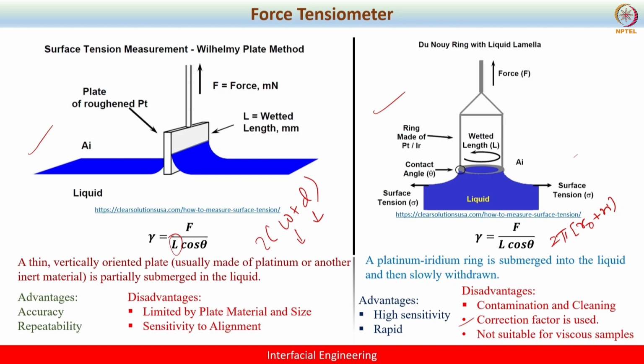Depending on the sample volume, and if you want to perform dynamic measurements quickly, then one can use the Wilhelmy plate. And if your sample volume is too small, then you may have to use the Du Noüy ring. So depending on the requirement, one can choose the geometry appropriately.